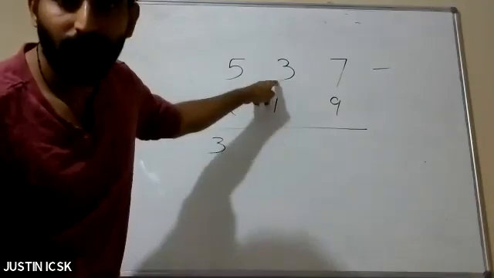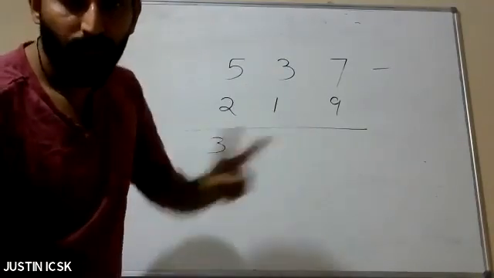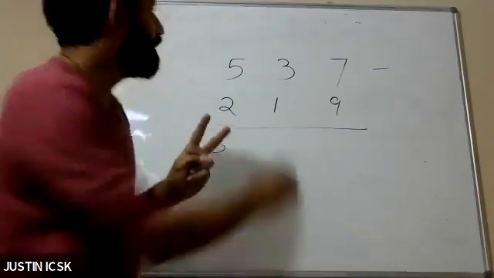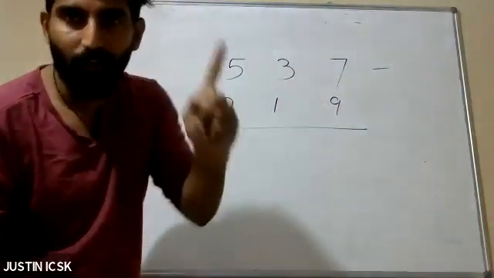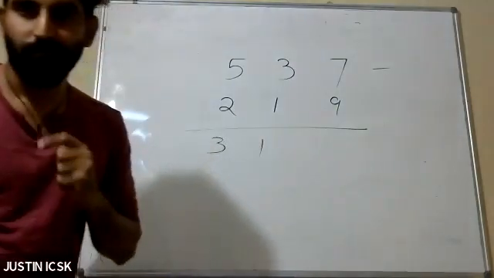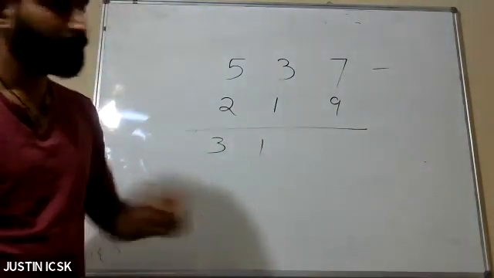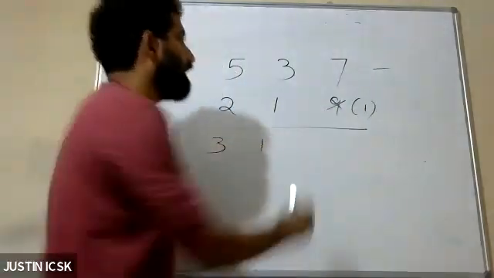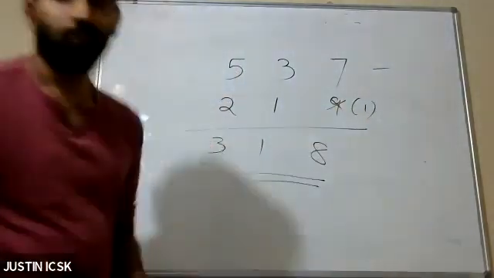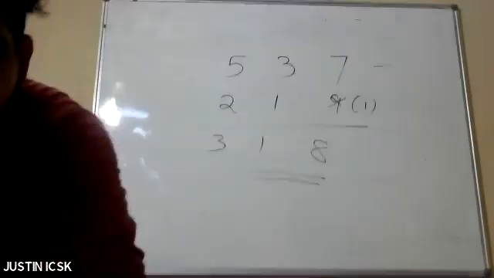3 minus 1, 2. So I have 2 in hand. Next is indirect, so remove 1. Complement of 9 is 1. 7 plus 1 is 8.